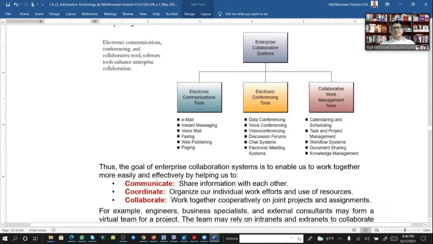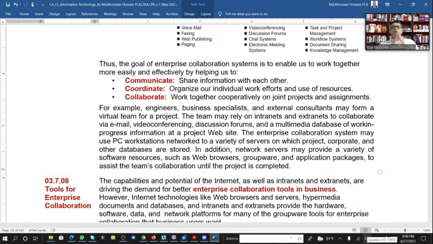So here is the picture of electronic commerce conferencing and collaboration, where electronic communication tools and electronic conference tools bring collaboration to management in a different way. The goal of an enterprise collaboration system is to enable us to work together more easily and effectively through communication, coordination and collaboration.